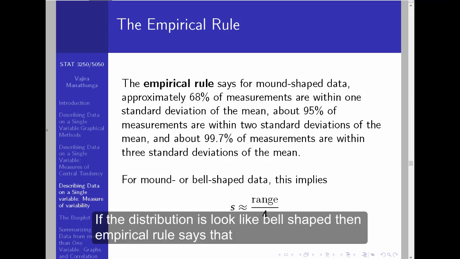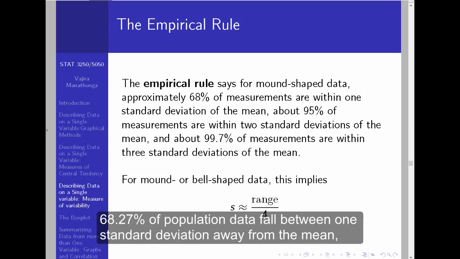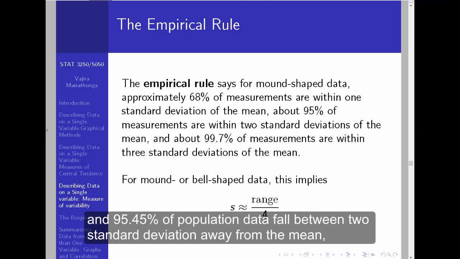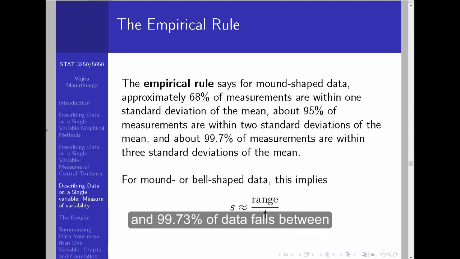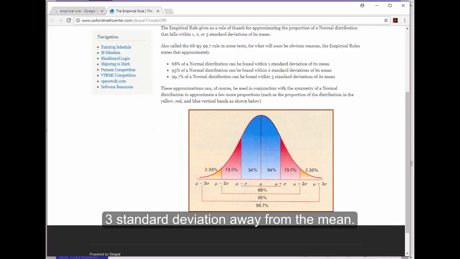If the distribution looks bell-shaped, then the empirical rule says that 68.27% of population data fall within one standard deviation of the mean, 95.45% of population data fall within two standard deviations of the mean, and 99.73% of data fall within three standard deviations of the mean. Here is the empirical rule.